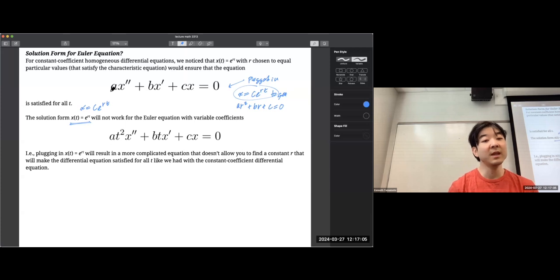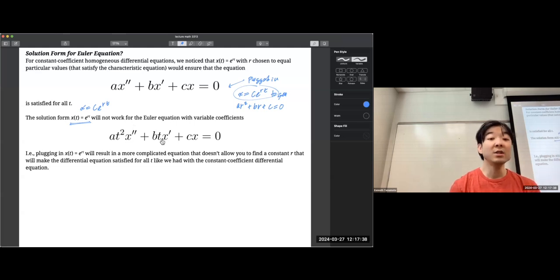The reason why plugging in will not work is because, like I said, the derivative of an exponential is itself. So if you plugged c e to the r t into this differential equation, the x term is going to have an e to the r t because it's just plugging it in directly. The x prime term will also have e to the r t, with an r that pops out in front because of the chain rule. And the x double prime will also have an e to the r t.